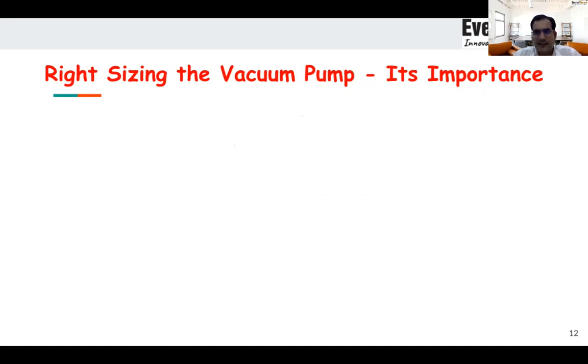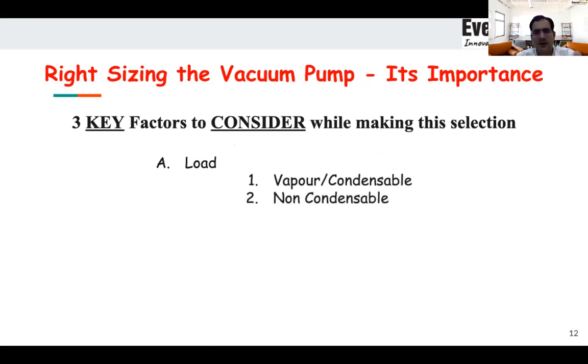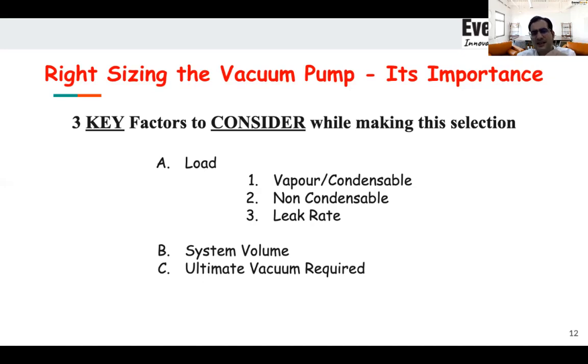Continuing with the right selection of vacuum pumps, there are three key factors that we need to consider while making the selection. A is load. Load can be of two types: vapor load or condensable load, and the non-condensable load. Non-condensable load can also be categorized as leakages. Leakages are also non-condensable loads. B is system volume. And C is the ultimate vacuum that is required. All these parameters are very important in deciding the key factors while making the selection for the right type of vacuum pump.